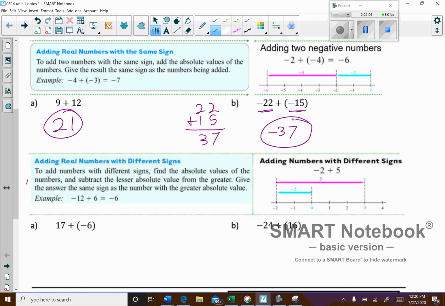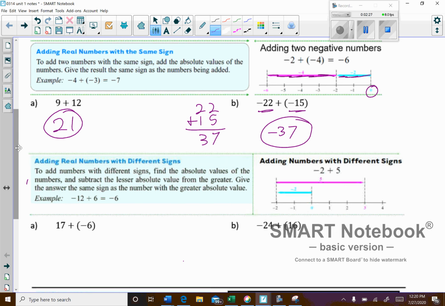-37. And then I also have a picture here. This one's a little bit easier, the numbers are smaller: -2 plus -4. So see, you're starting at 0 and you walk back 2 steps, plus walk back another 4 steps. So altogether you walked back 6 steps. So -6 right there.